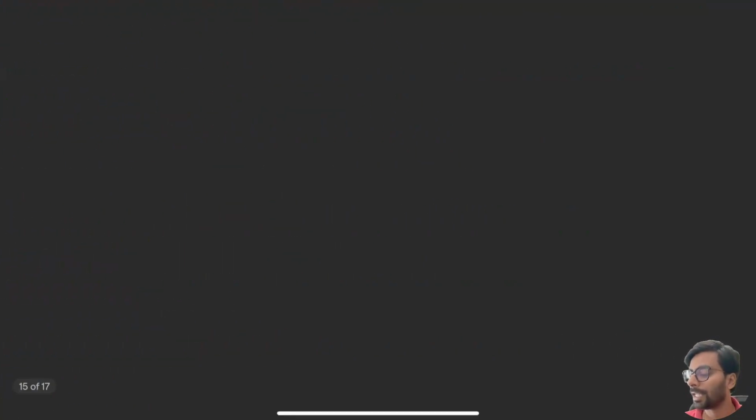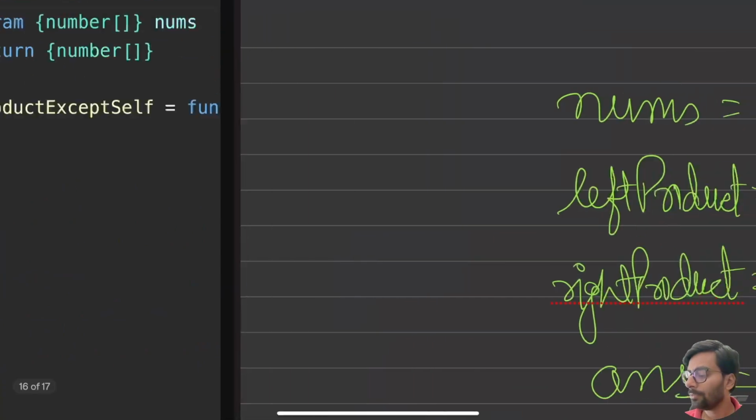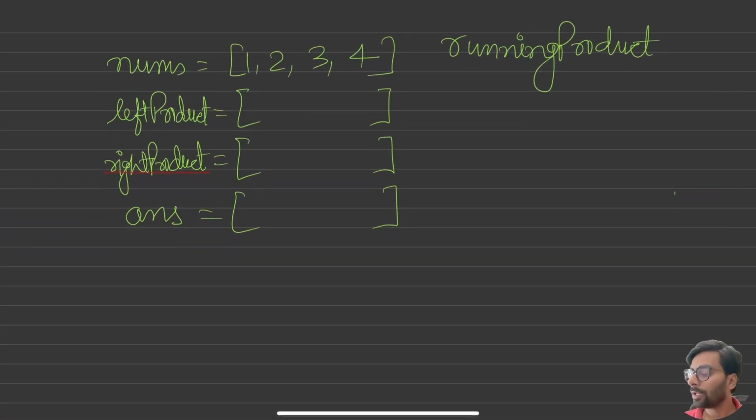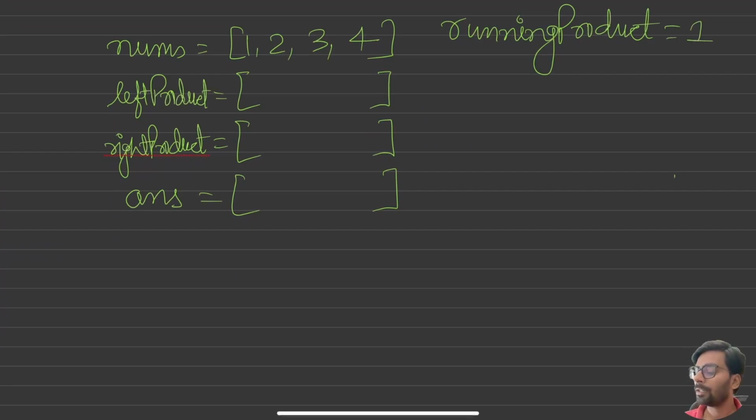So let's see this in action. If we have this nums array, the running product by default will be 1, right? On the left hand side there is no number, so the running product is 1 by default. The value of the product in the first place would be 1.